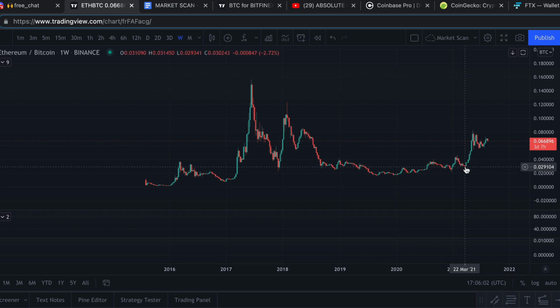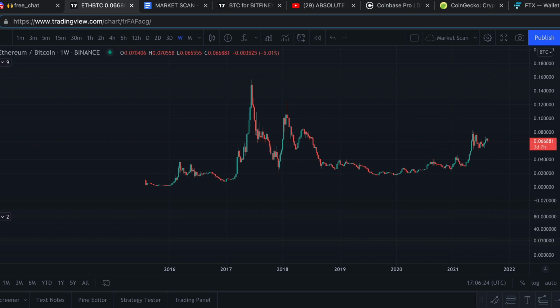But then, of course, March, April, May, Ethereum just went on a huge run and it outperformed Bitcoin tremendously. So looking at these charts is really, really, really powerful, because this tells you whether to be more into Bitcoin or more into Ethereum.